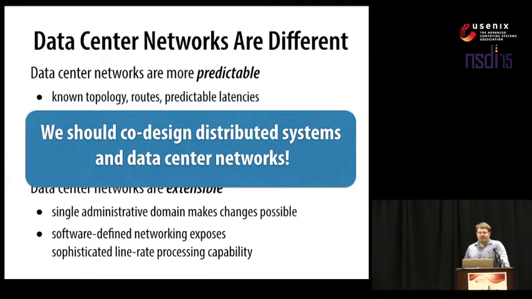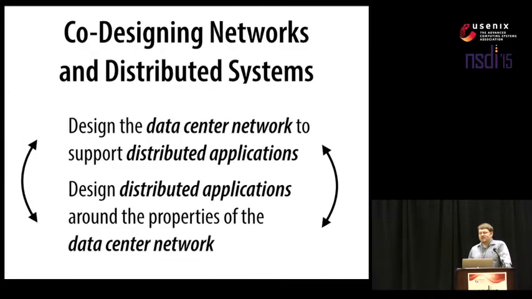So the key idea of our approach is to both design the data center network around the applications that it's going to run, and to design the distributed applications around the properties that the data center network has. And this is an iterative approach, so we'll be introducing new primitives into the network layer so that we can take advantage of them in the distributed system.